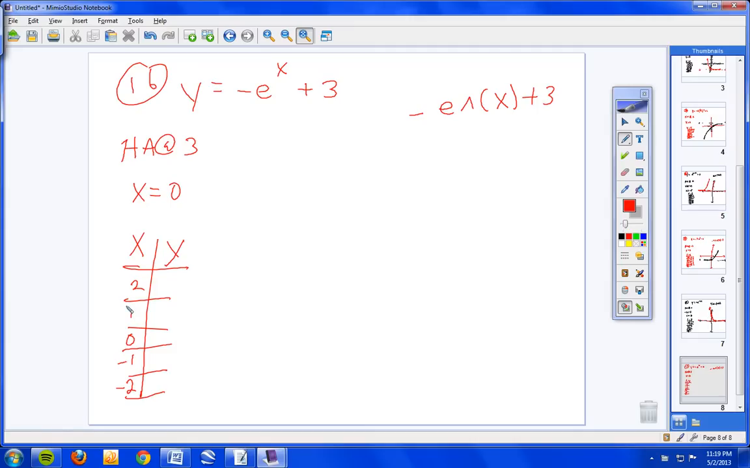Yes, I did. And so, let's see, negative 2 would give you out a 2.8. A negative 1 would give you out a 2.6. 0 gives you out a 2. 1 gives you out a 0.28. And 2 has an output of negative 4.3. Alright, very quickly, let's draw our coordinate plane.